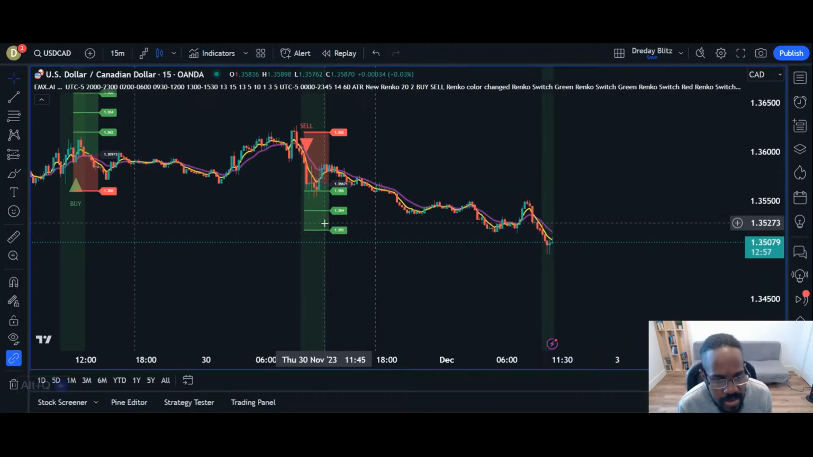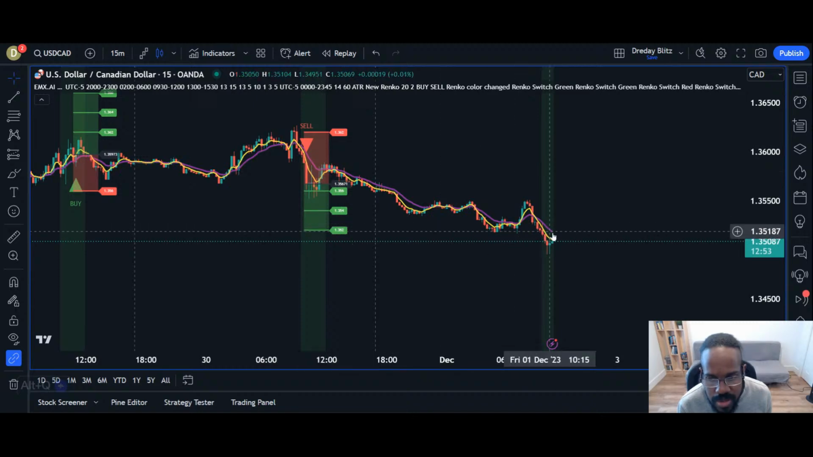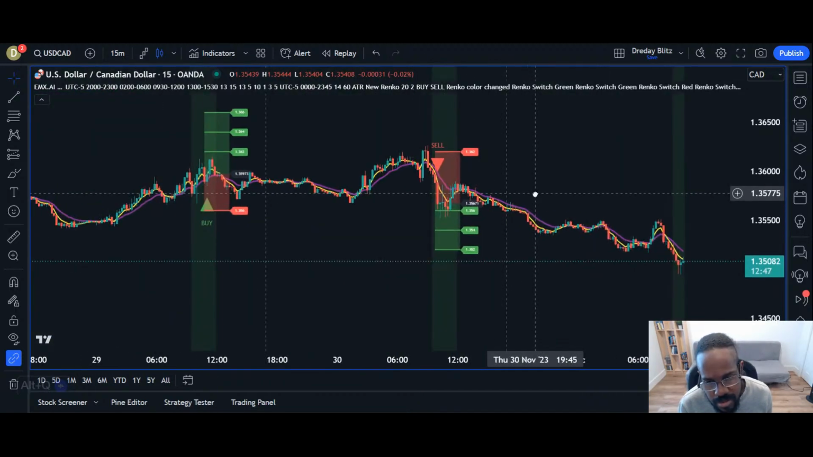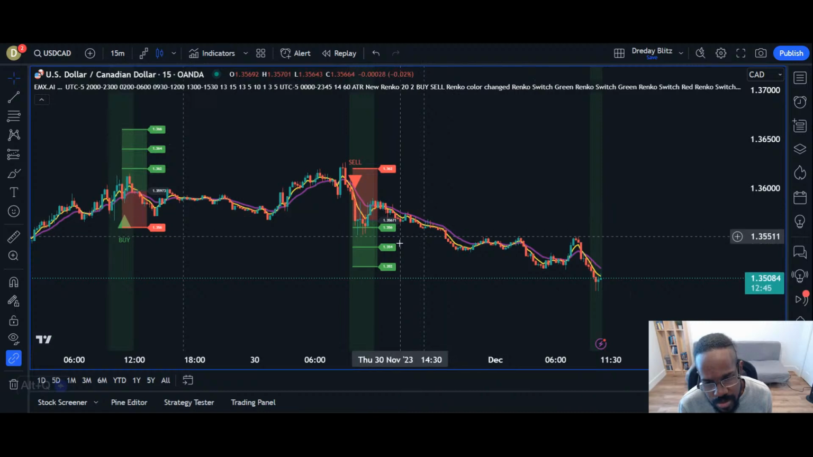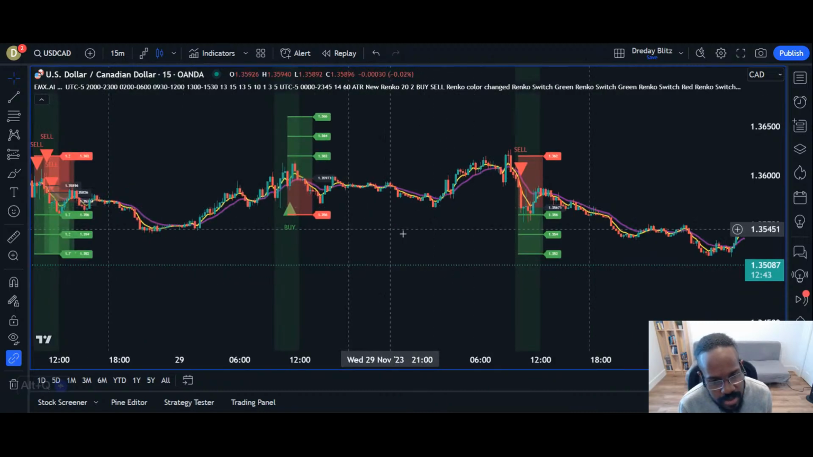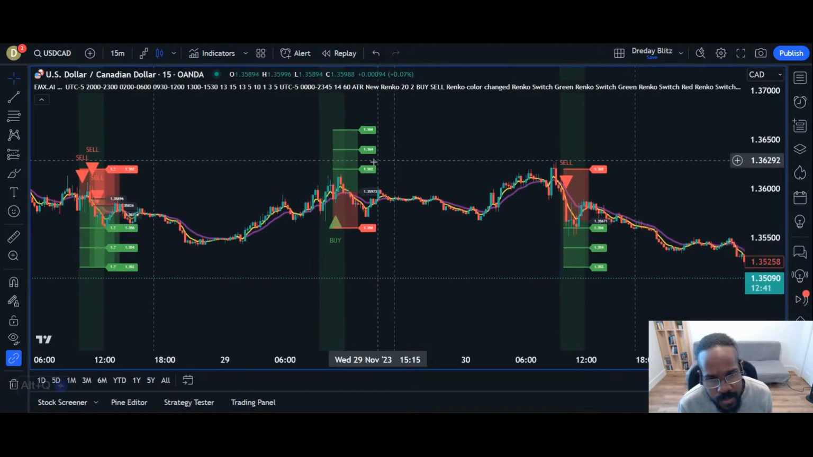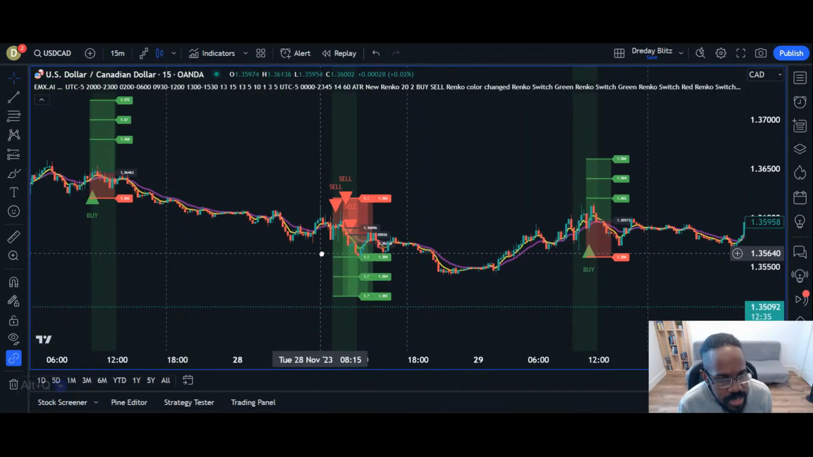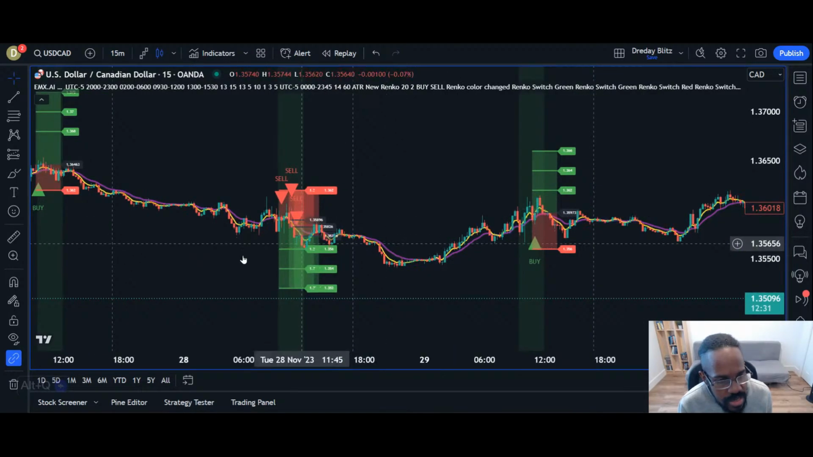Right now it has already hit TP3. That was yesterday, sorry about that. So yesterday's trade took you basically 24 hours just to get to TP3. It really takes a long time to hit those levels here. Right now we had like three sells that hit TP3.